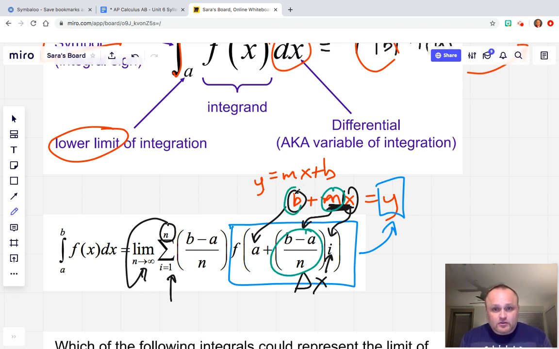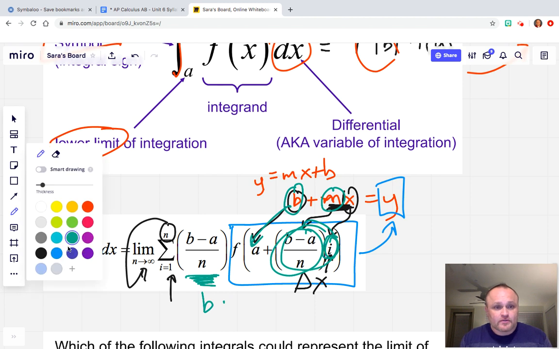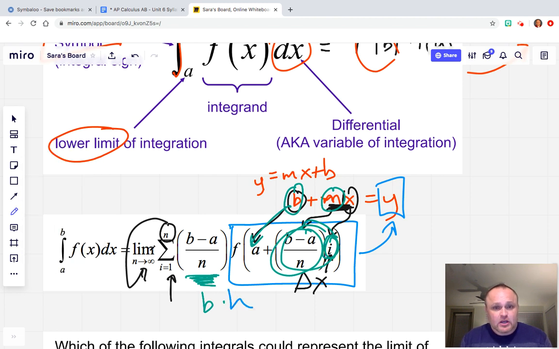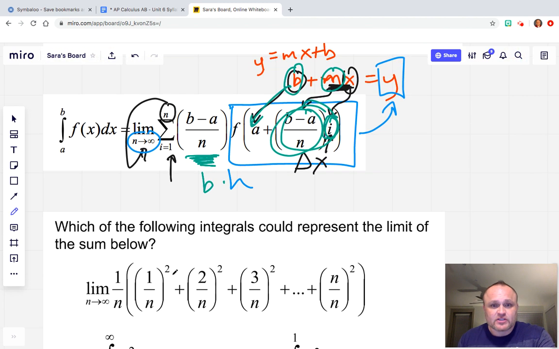So the starting point is a. This is the change that occurs per ith jump. And all the while, this is the width of our rectangle, otherwise the base. So base times all of this height, and we're going to add infinite rectangles together. Okay, so let's see what this looks like with our examples.